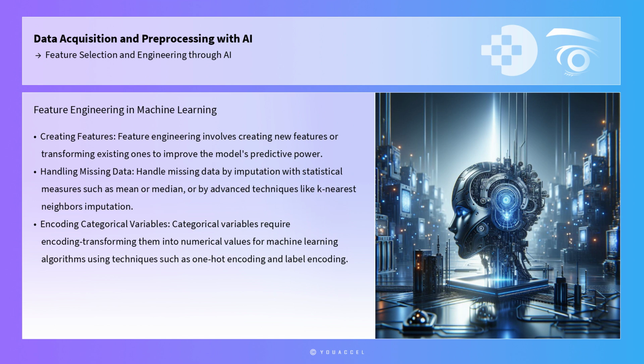Moreover, categorical variables often require encoding, transforming them into numerical values to be digestible by machine learning algorithms. Techniques such as one-hot encoding and label encoding are widely used, with libraries like Pandas offering straightforward implementation.